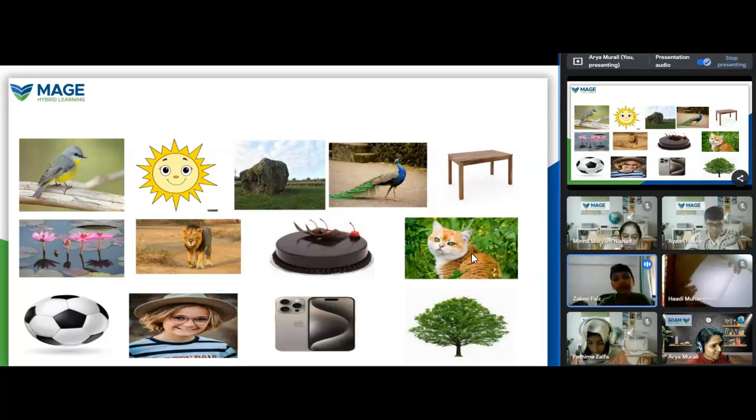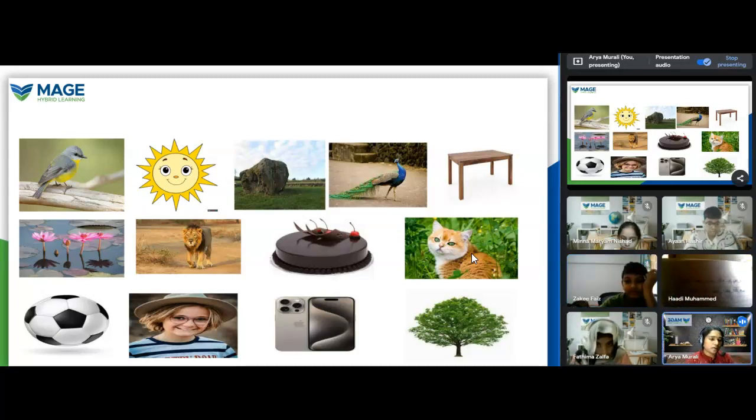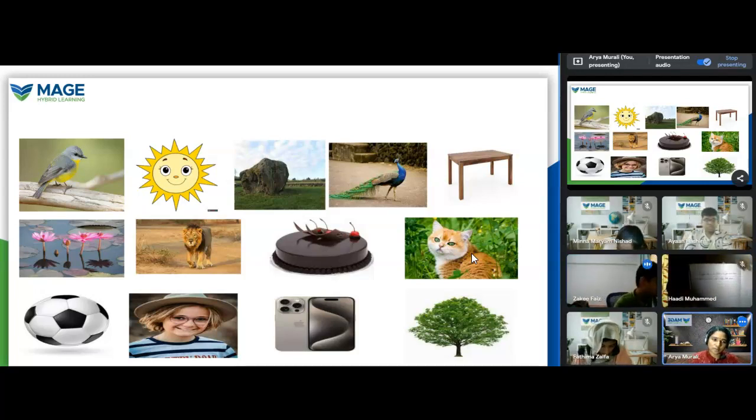What can I write for that bird? The first picture, the bird. What's its name? Just write it as a bird. It's okay. I think it's a sparrow. You can write that.